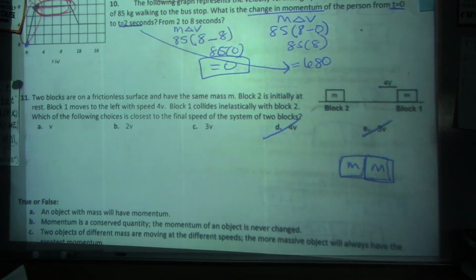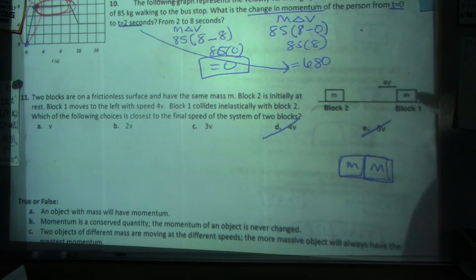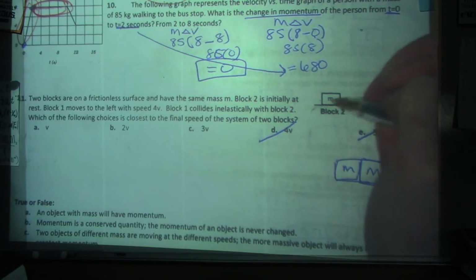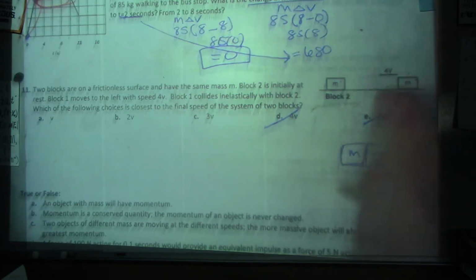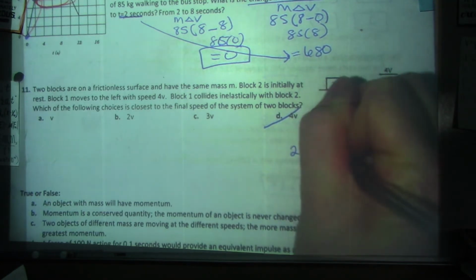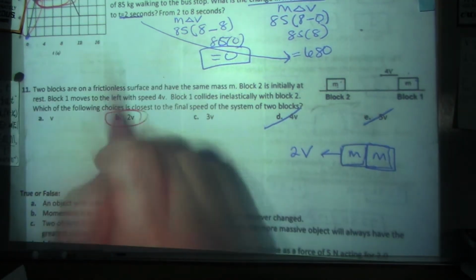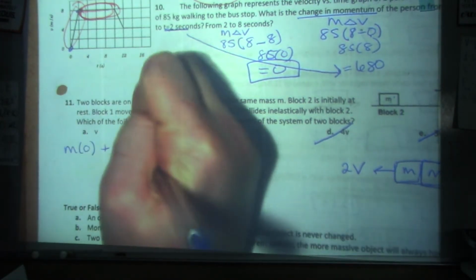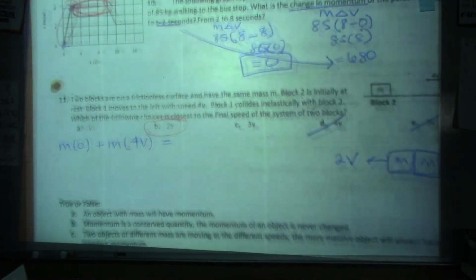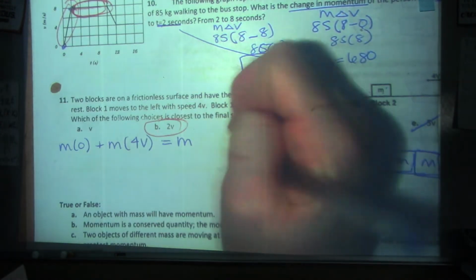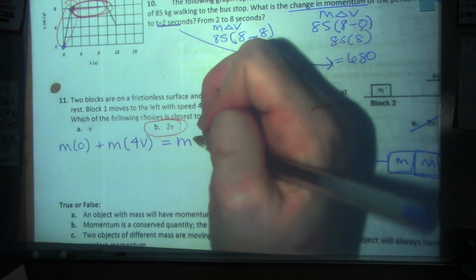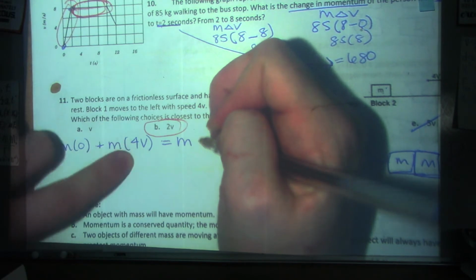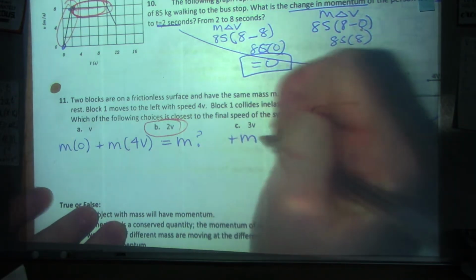Now if we think about it, it comes in with 4v when it only has 1 m. When I go to 2 m's, that's twice the mass, so it should be half the velocity, 2v. Or you can actually just plug in, so you have 0 at the beginning, the second mass has a velocity of 4v. At the end, you still have mass m, and I'm not going to call it v because I already have a v in my equation, that's a different v, so I'm just going to call it question mark.